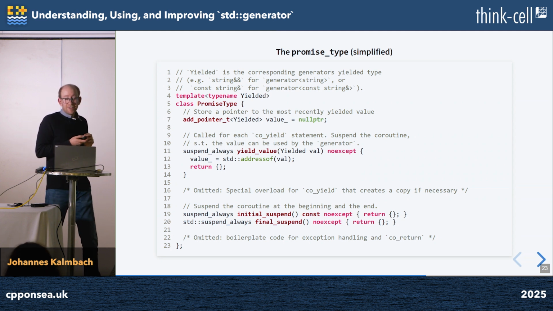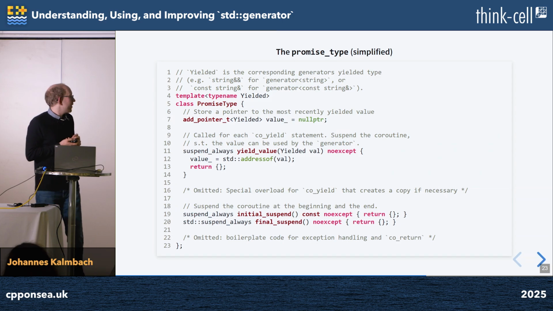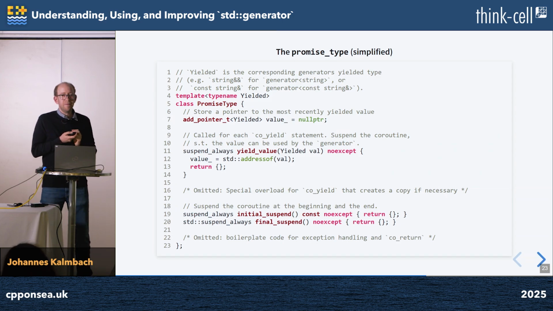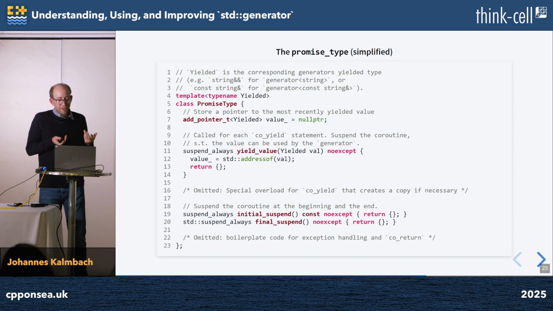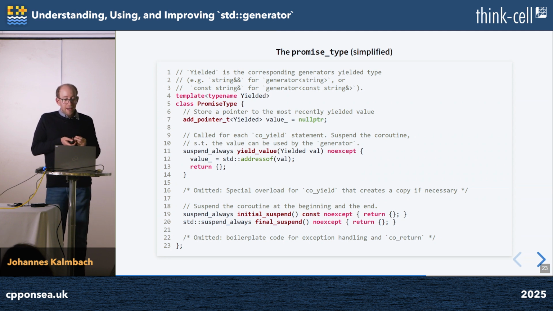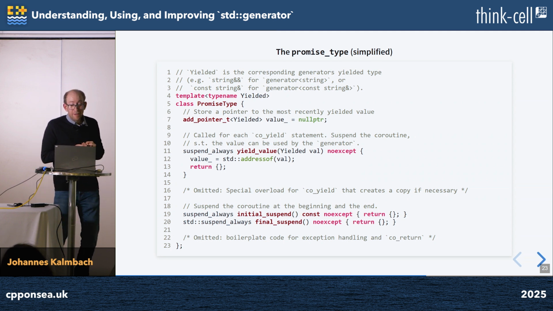The next important thing is this yield value function, which also has a special name. The yield value function is basically what I should do in this coroutine that is associated with this promise type when I encounter a co-yield keyword. In a plain generator, we get a reference, and we store the address of this reference as our last yielded value.